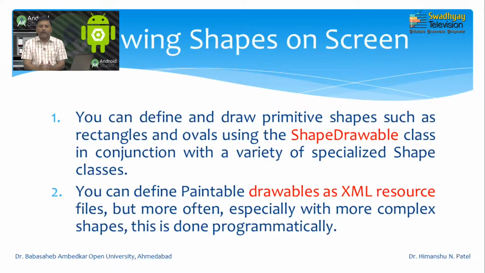So, you can draw shapes on screen using two methods, one using the shape drawable class, another using drawable XML resources. But which of these methods is preferred? When you want to draw a complex shape, you generally draw programmatically. When you want to draw simple shapes, you can define them in an XML file, and then you can fetch this XML file inside the image view.